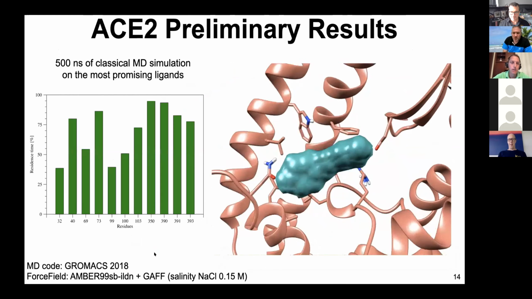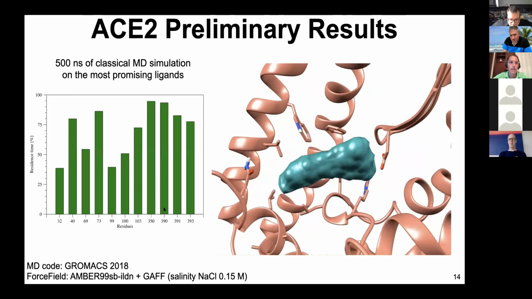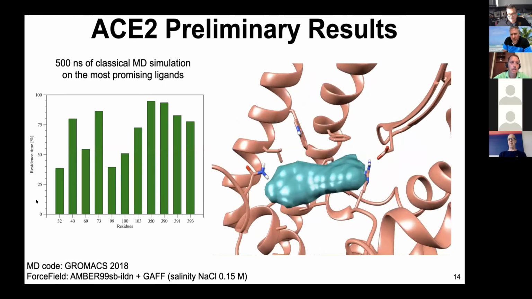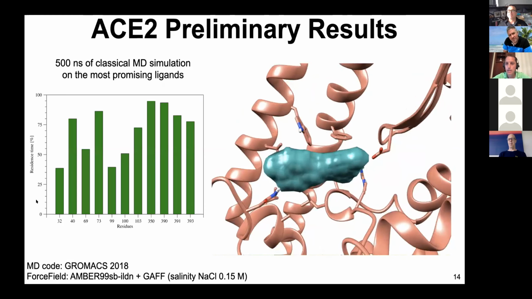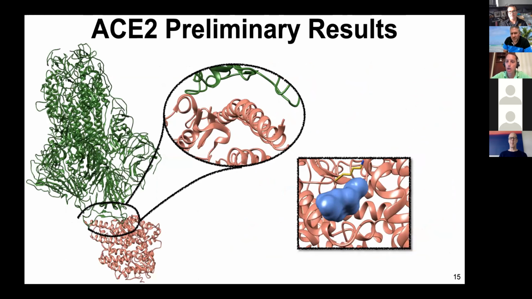As you can see here, on the x-axis, I show the residues in the binding site, and you can see the percentage, the residence time, the persistence of the interaction between the ligand and these residues of the binding site are very high for the key residues that are involved in the interaction with the spike protein. In doing so, we hope that we are able to block, with this ligand, the ACE2 protein in a conformation not competent for the binding of the spike.